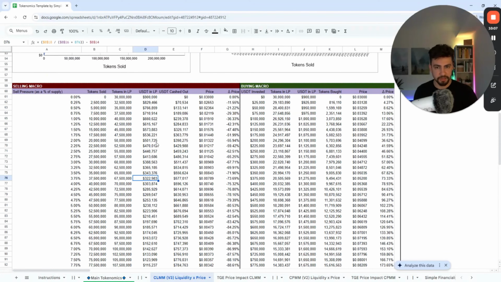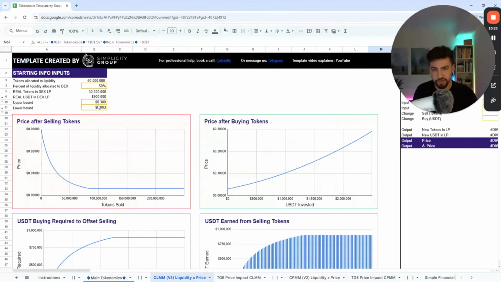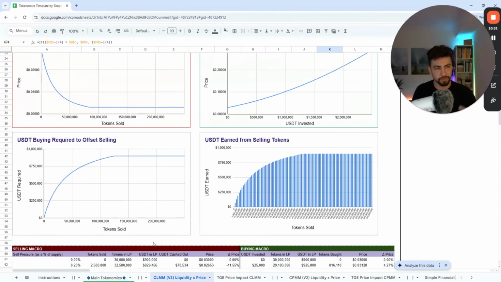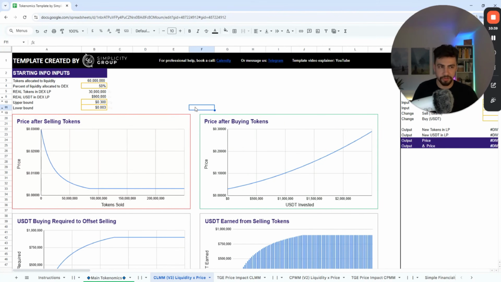So these are the columns which explain all of the maths. Let's say you sell 3% of the supply, the price goes down by 67%. Let's say you buy $150,000 worth of tokens, the price goes up by 26%. Of course, if you change the upper and lower bounds, or the allocation to the DEX, these numbers will change, right? So you can play around with it. You can make sure that the liquidity that you allocate is the best that it can be. And yeah, you can create a good liquidity strategy with this. And liquidity strategy is just a fancy way of saying how much money you need to deploy and where you need to concentrate it.